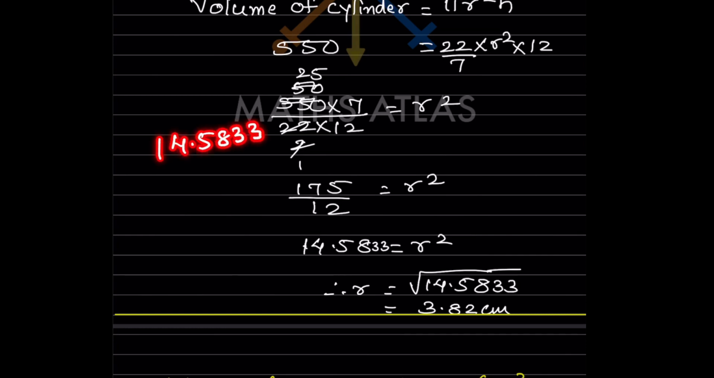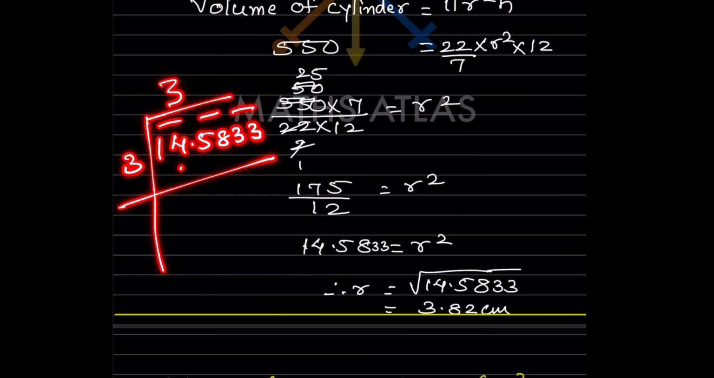For 14.5833, we can find out the root with the help of the long division method. So 3 3s are 9, always we have to take two numbers. So this is going to be 5. Now this 3 and 3 you are going to add. So this is going to be 6.